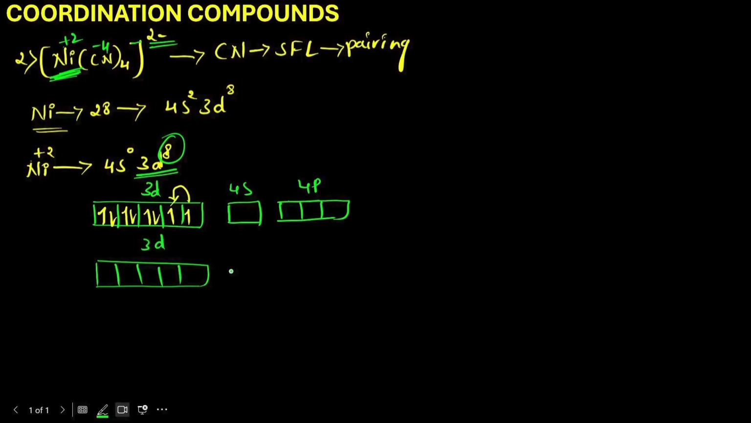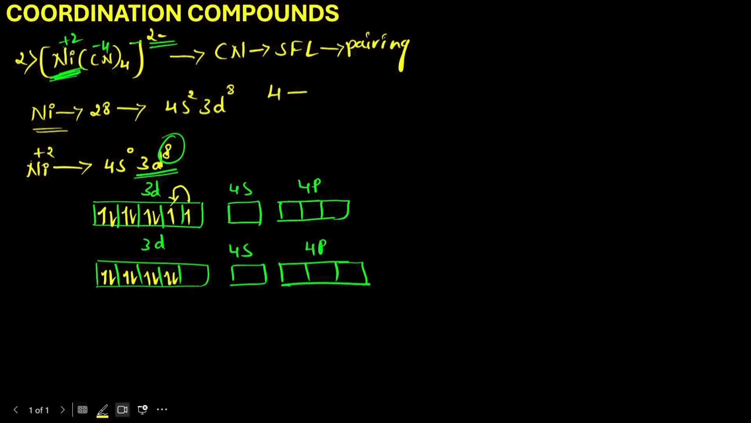It is 3d, again 4s, okay, and again 4p. Now we will write the electrons. Here 2 electrons, 2 electrons, and here also we have 2 electrons.